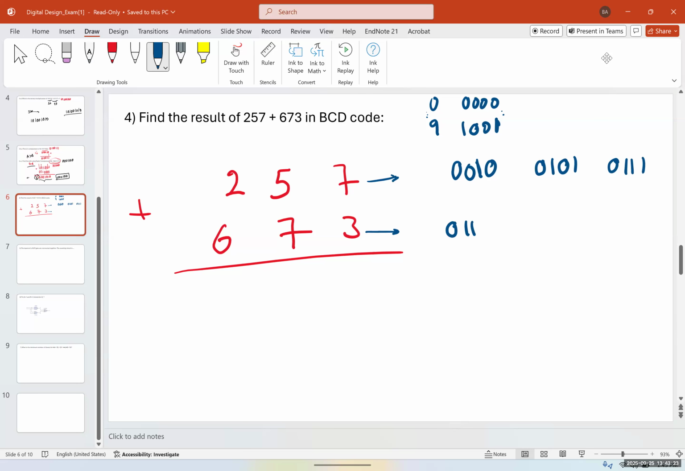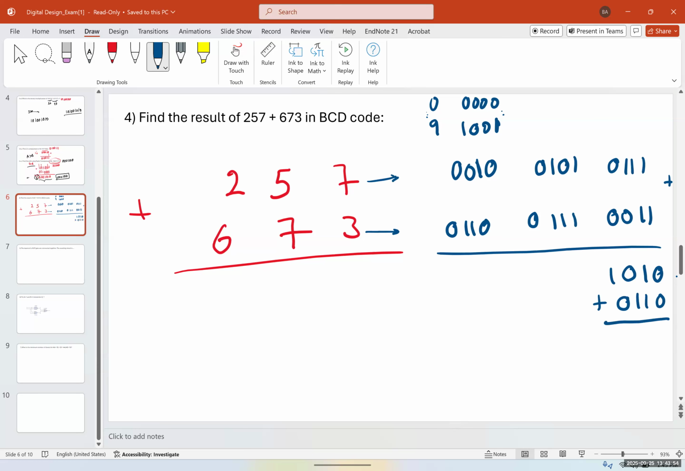673 is equal to 0110, 0111 and 0011. Now when we add them, 3 plus 7 gives us what? 10. It gives us 1 0 1 0. Am I correct? But we don't have 10 in a BCD number. What should we do? Add 6 to it. So if I add 6 to it, this is going to be 0 0 0 0, and I have one carry on that I added to the next number.